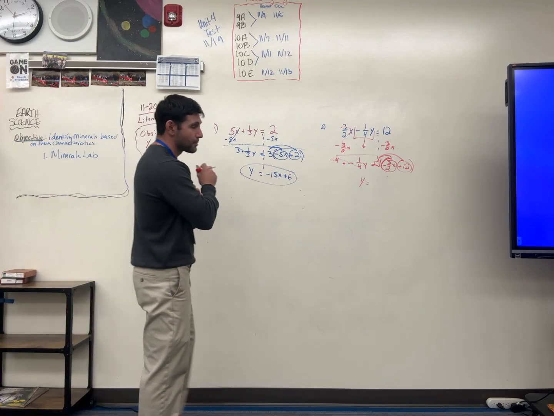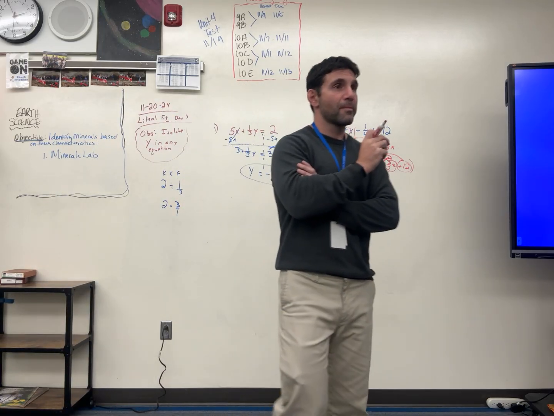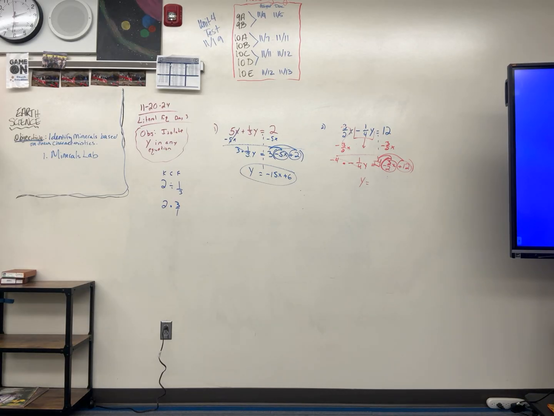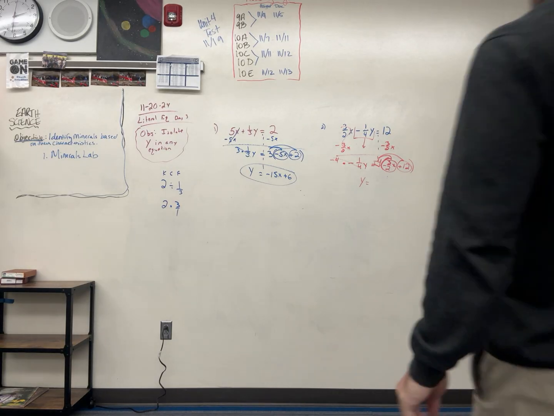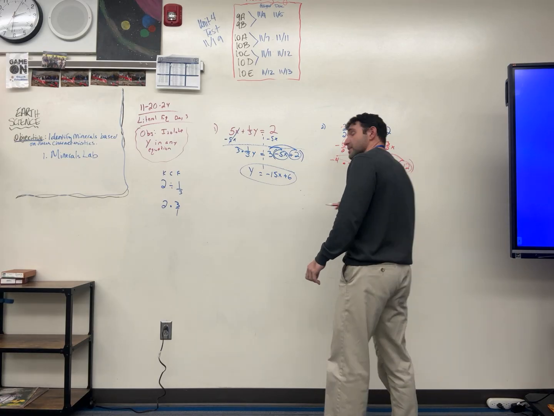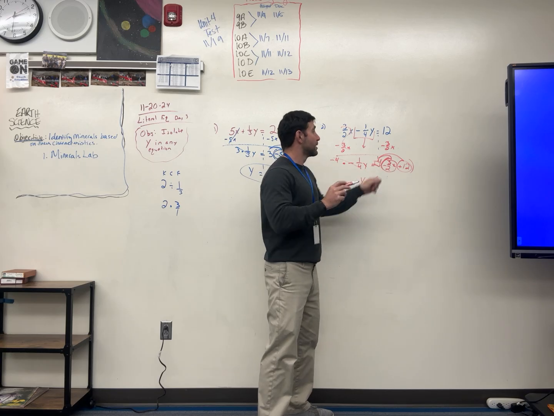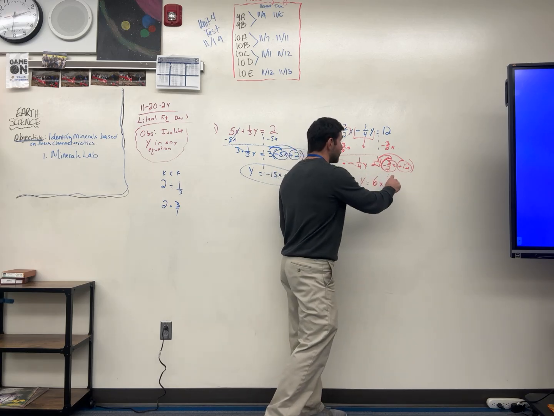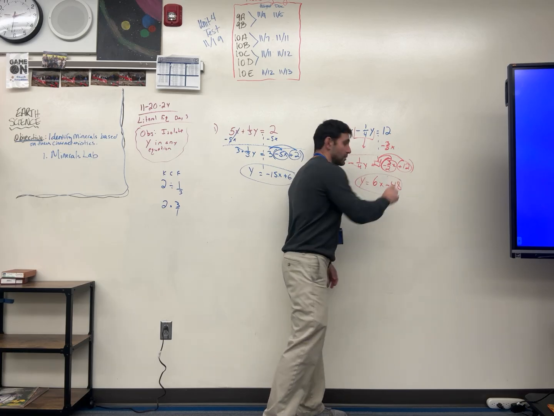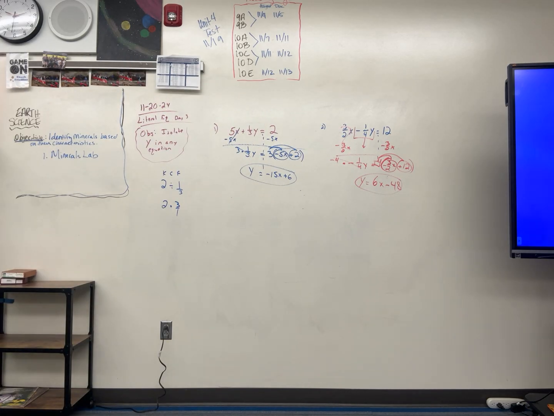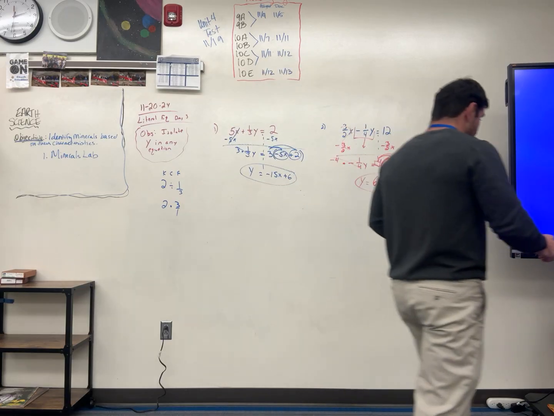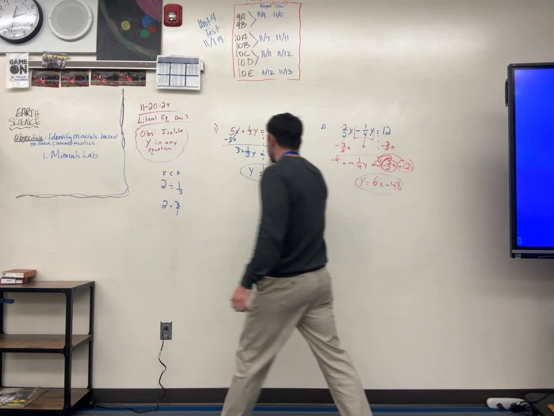Harlow, what'd you get? 6. Good. Did you do it right? 6 what though, Harlow? 6x. Negative 4 times 12 is negative 48. Okay. Questions on this? Okay. Try this one on your own.